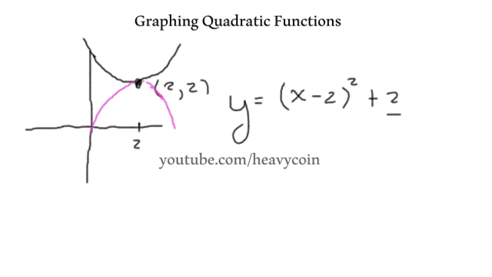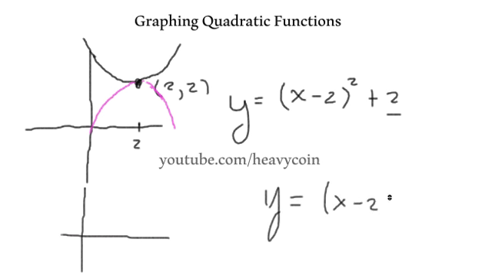Let's just start with this. Let's look at this piece here. Y is equal to x minus 2 squared. So we'd come over 2 units and it would look like, right, this is what the graph would look like. We'd have shifted the graph 2 units to the right.